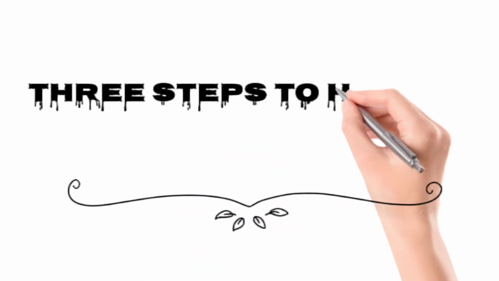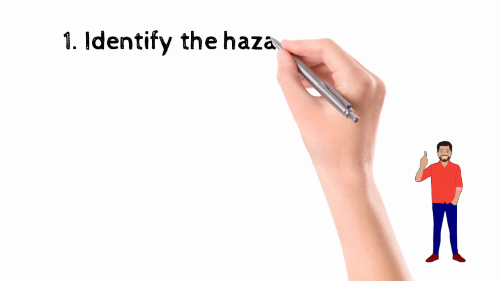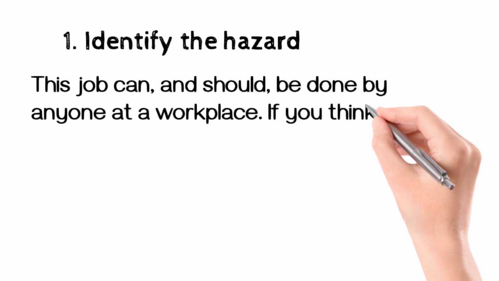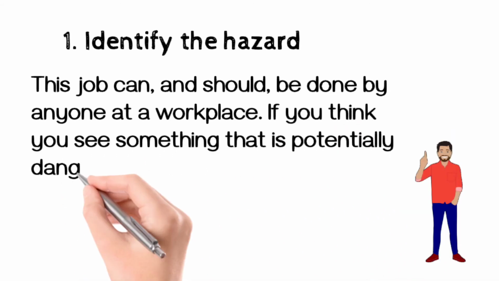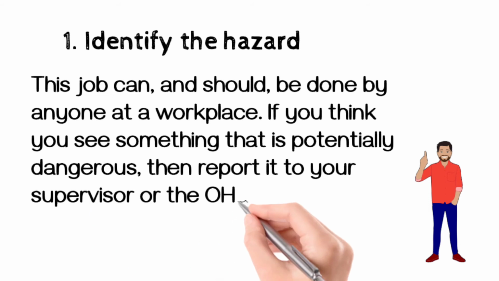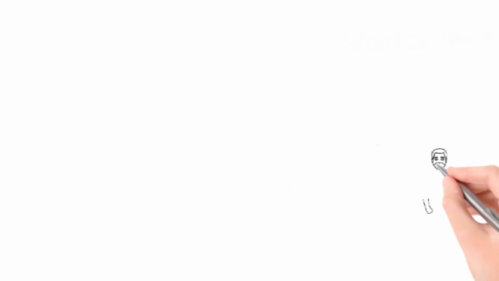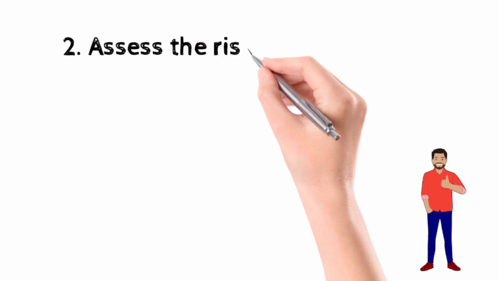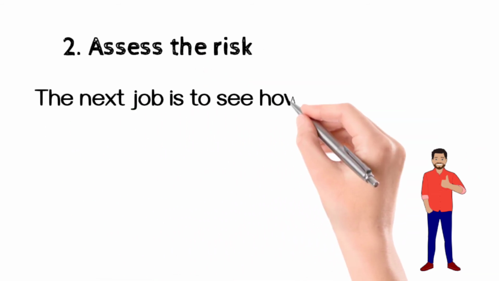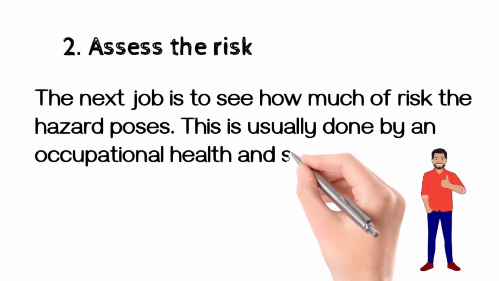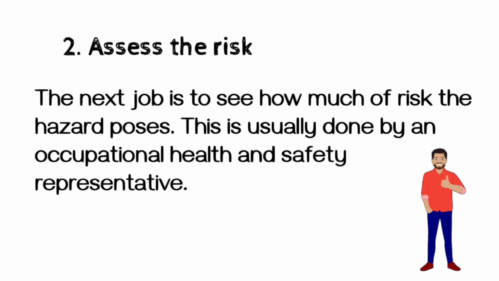There are three steps to hazard control. The first one is to identify the hazard. This job can and should be done by anyone at the workplace. If you see something that is potentially dangerous, then report it to your superior or the OHS representative. Second, assess the risk. The next job is to see how much risk the hazard poses. This is usually done by an occupational health and safety representative.